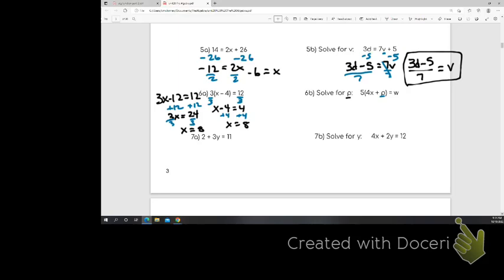So if I follow the first way I did it, I divided both sides by 5 to get 4x plus p is equal to w over 5. And then if I want p by itself, I would be subtracting 4x. So I get w over 5 minus 4x.